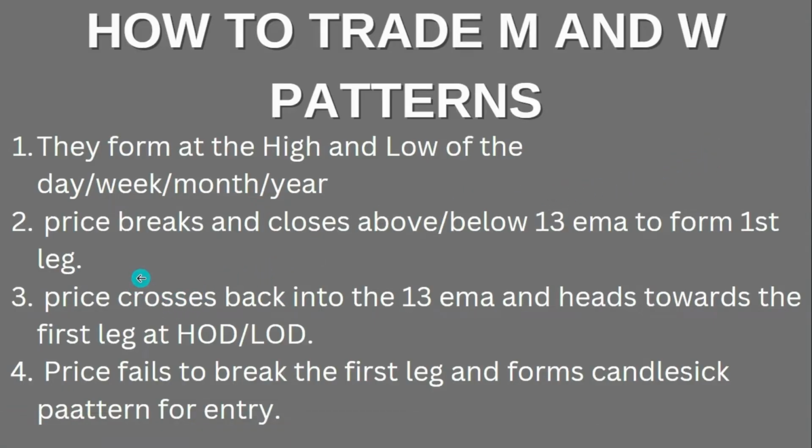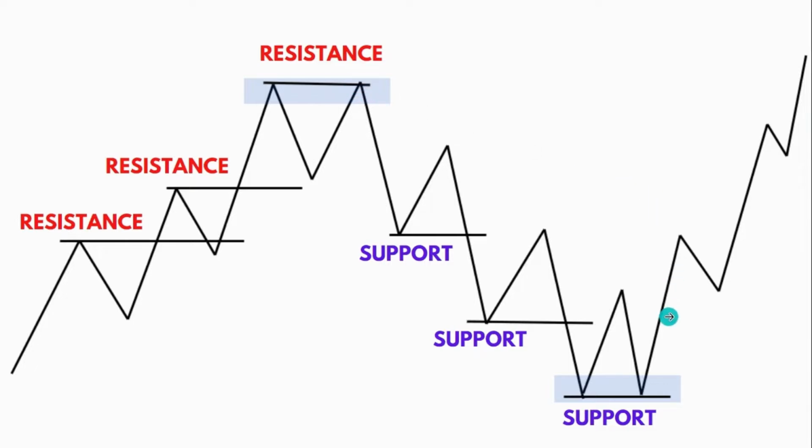So number four, price fails to break the first leg and forms candlestick patterns for entry, right? We're going to be looking for candlestick patterns right at the high and right at the low. So right here at the high, when the second leg comes back to the first leg, we're going to be looking for candlestick patterns to form here, and there are three candlestick patterns we're going to be looking for. The first one is the hammer formation, the second one is the railroad tracks or engulfing, and the third one is the star pattern, the morning star or evening star. I think the morning star is the one in an uptrend, and the evening star is the one in a downtrend, something like that, or vice versa.